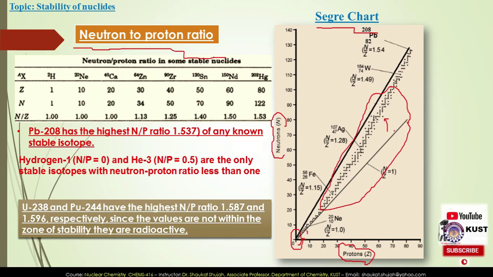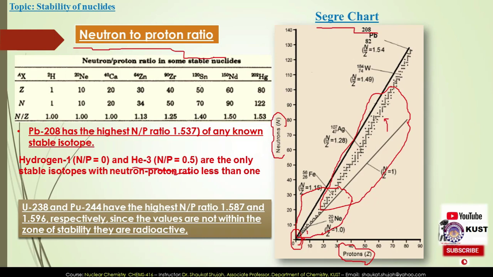And looking at the distribution of these dots, it can be concluded that for lighter nuclides, the number of neutrons is nearly the same as the number of protons, except hydrogen, for which the N by P value is equal to 0, and helium 3, for which the N by P value is 0.5. These are the only two stable isotopes with the neutron to proton ratio less than 1. All other elements up to atomic number 20 have N by Z ratio 1.